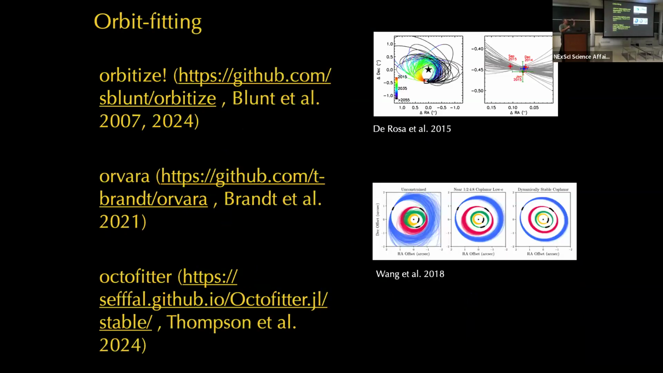Tim showed these as well, so I'm just going to plug them one more time here. If you have some orbits you'd like to fit using direct imaging data, either by itself or with other data types, Orbitize or Vara, Octofitter, really nice packages to get yourself a good orbit.